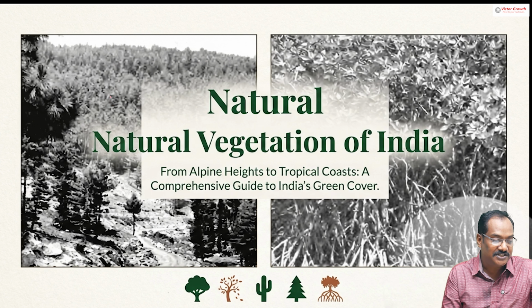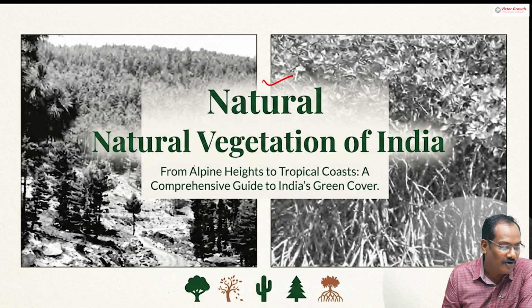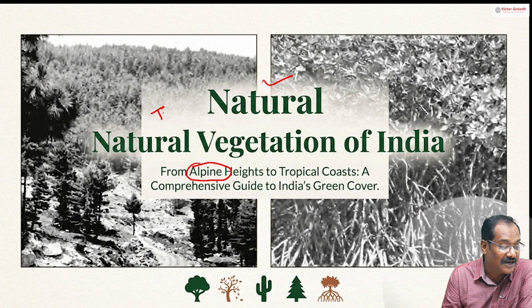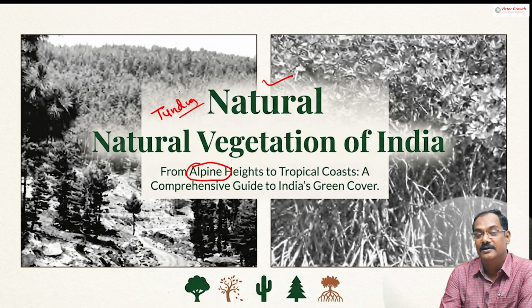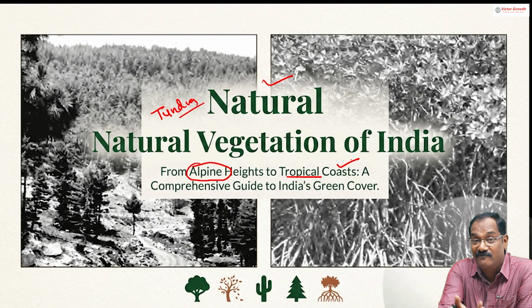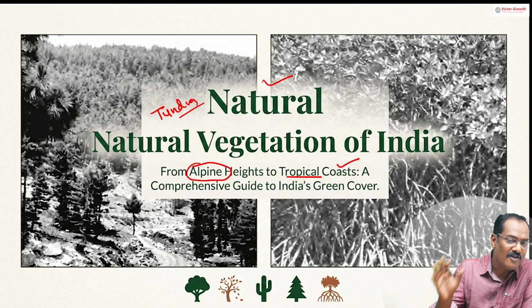So natural vegetation of India is very varied, in the sense it has a lot of options, like alpine. Alpine means temperate forest, cool climate. We also have tundra climate, an extremely cold climate where the vegetation will be. Tropical climates are there. Coastal tropical forest is there, which is a mangrove forest. So a lot of varieties are there.